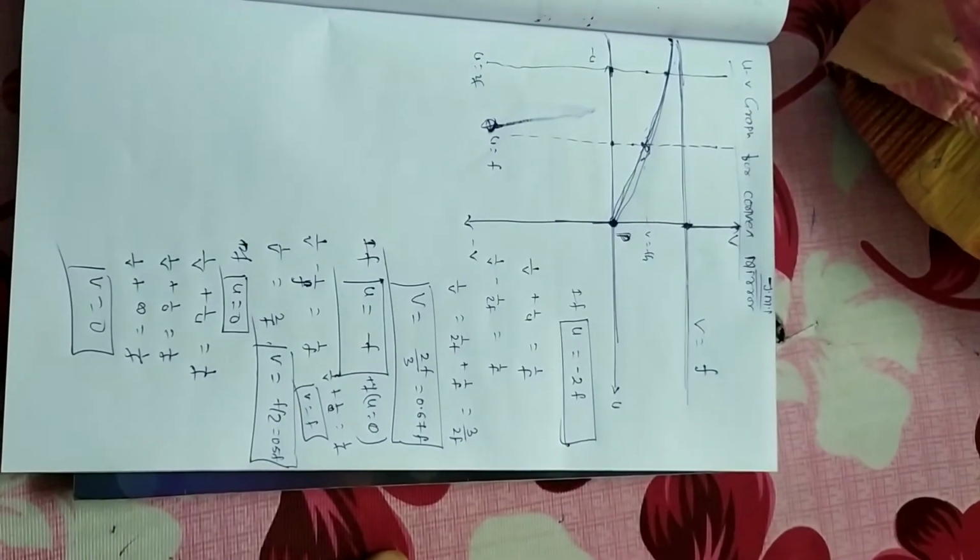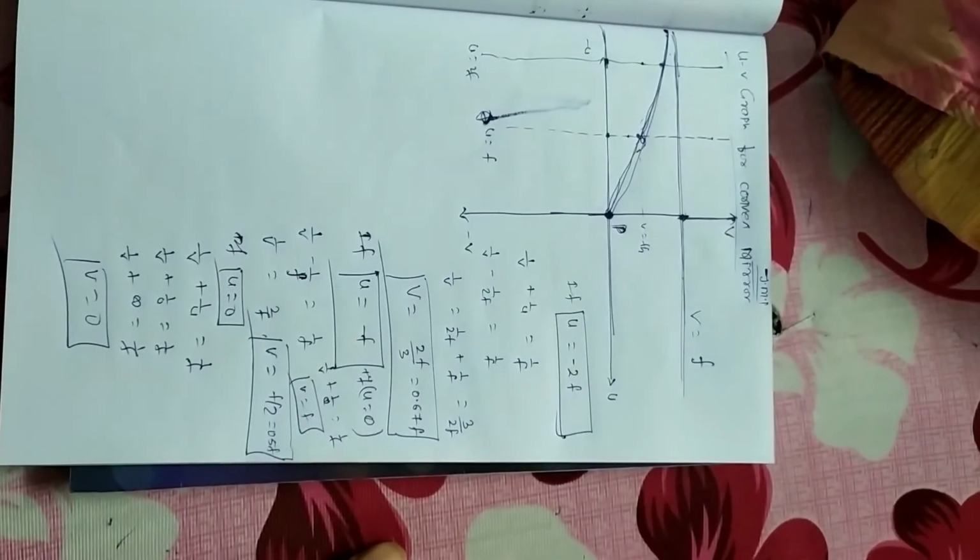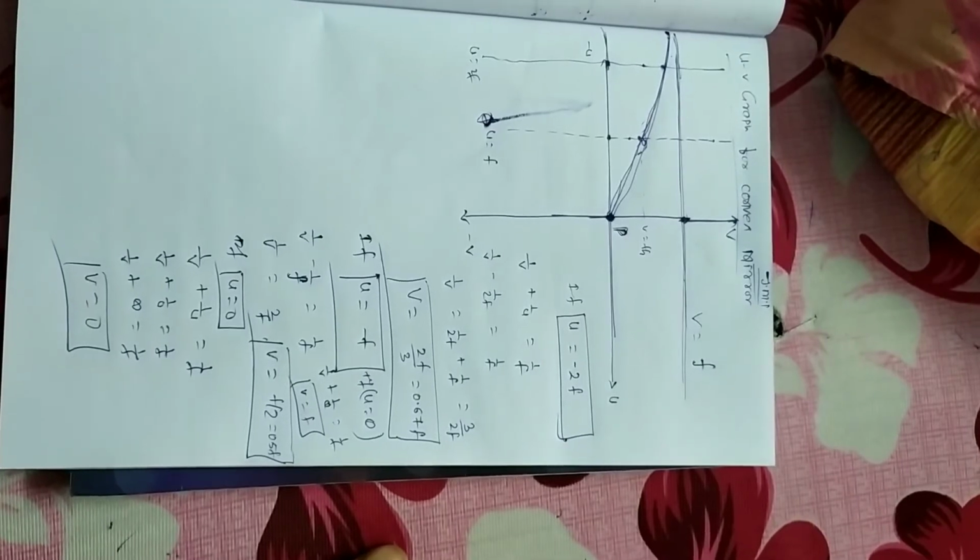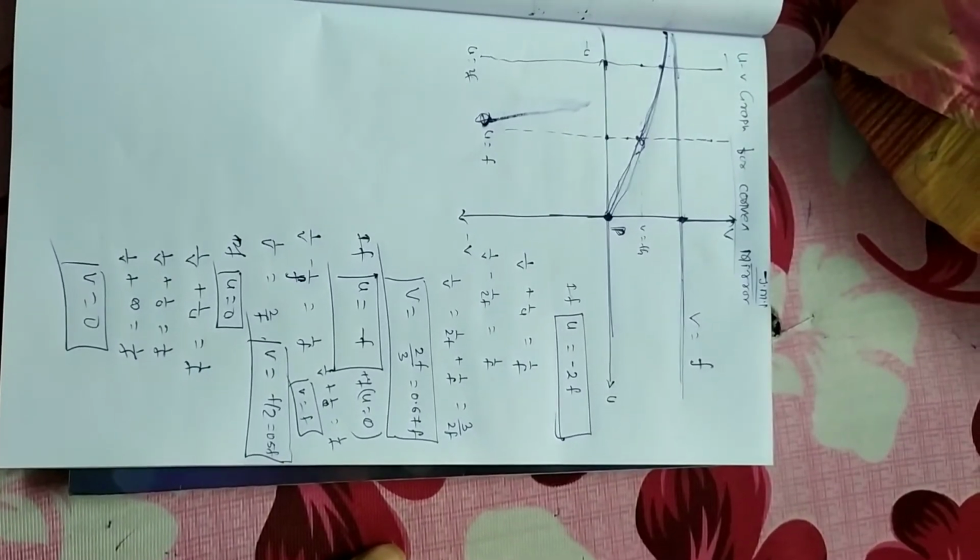Now we are going to plot the 1 by u and 1 by v graph for the convex mirror as well as the concave mirror, right?